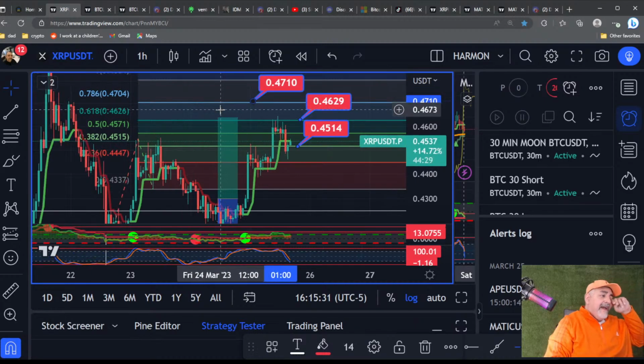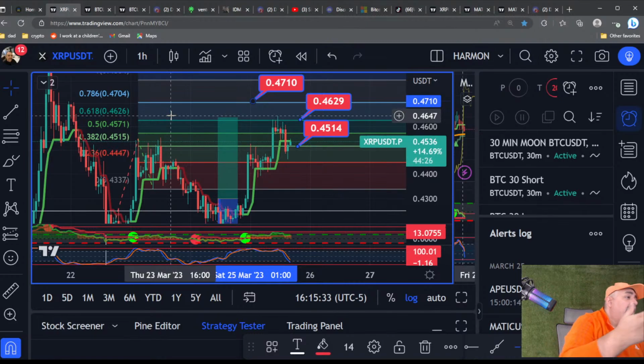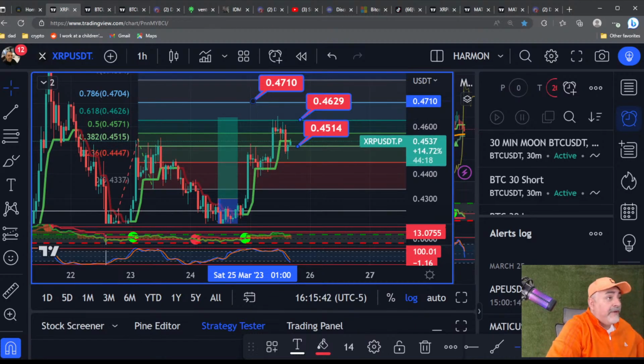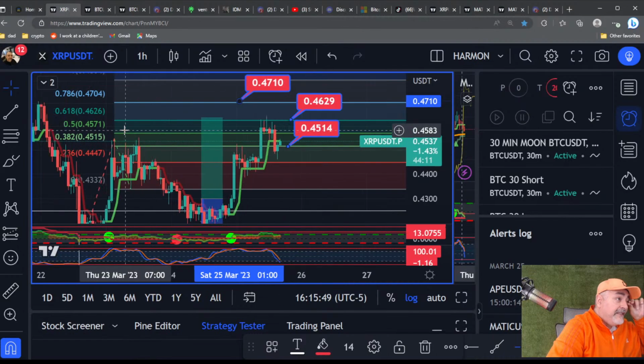Now the beauty of this, guys, is you don't have to change anything on the fibs. The fib extension comes exactly the way it's set up. You don't have to change anything on there. The only thing you can do, if you don't see the colors, is change these colors.